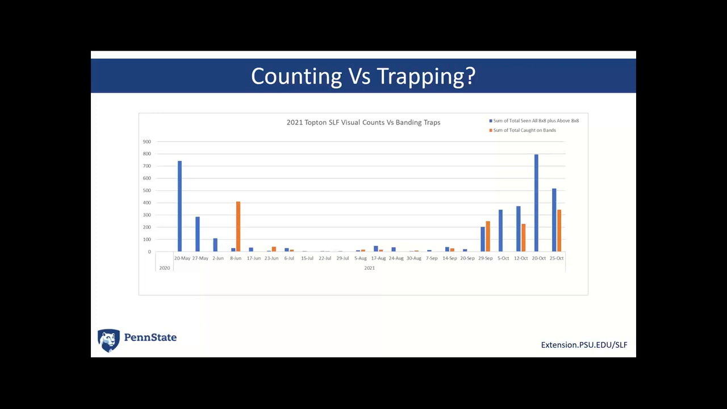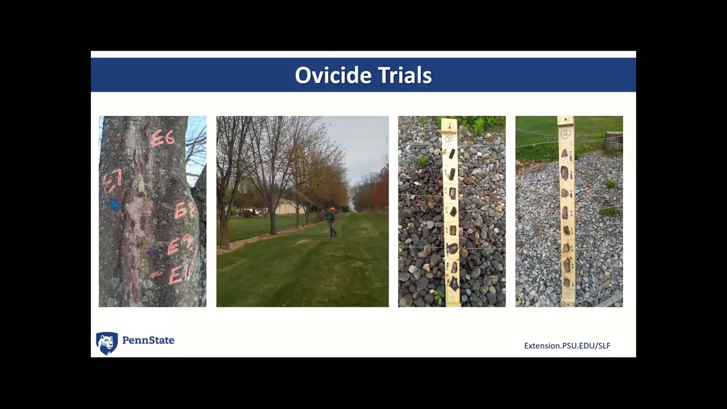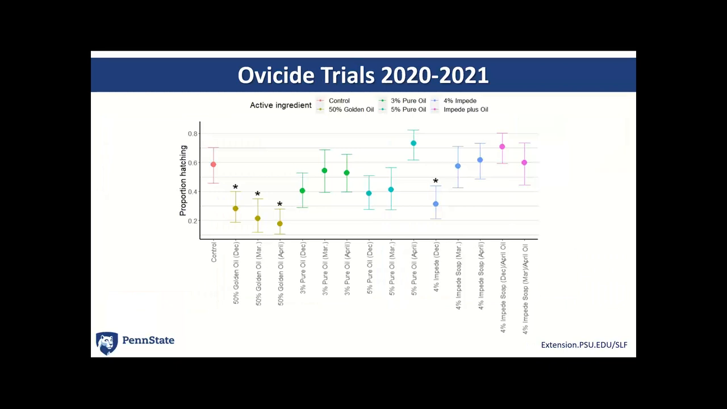In the early spring phase, if you're not seeing them, but you suspect that they're there, the bands are probably a better way to do it. When it comes to ovicides, these insects are eggs for 6 months of the year. We'd love to be able to find a great way to do this with ovicides and knock them out and kill them. The problem that we've been finding is that we're really inconsistent at it. This trial, 2020-21, the controls over here, we get about a 60% hatch rate on the controls.